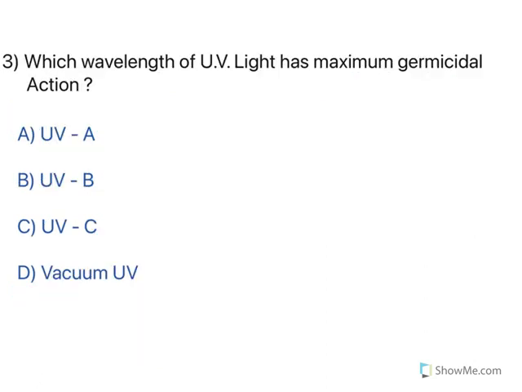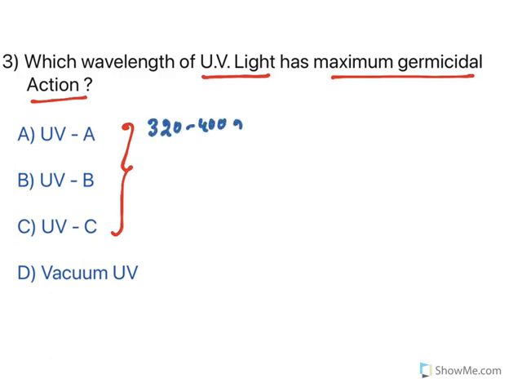Moving to the next one. Now which wavelength of ultraviolet light has maximum germicidal action? Again we need to understand UV A, B and C. These three regions are known as UV regions. Every region has a particular wavelength. From 320 to 400 nanometers is known as UVA region, whereas from 280 to 320 nanometers is known as UVB region, whereas from 200 to 280 is known as UVC region.